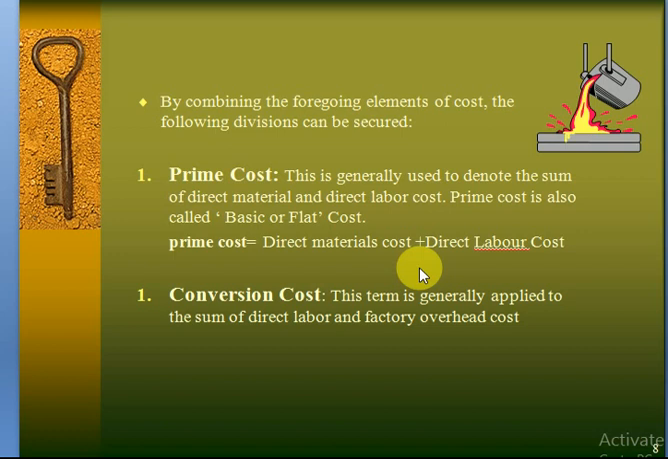Prime cost, dear students, is generally used to denote the sum of direct material and direct labor cost. So prime cost is also called the basic or flat cost, and it's the essential part of the total manufacturing expenses. Costing and effective pricing of the goods are primarily determined on its basis.